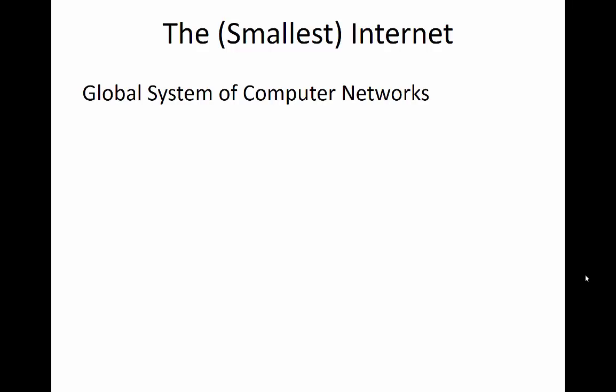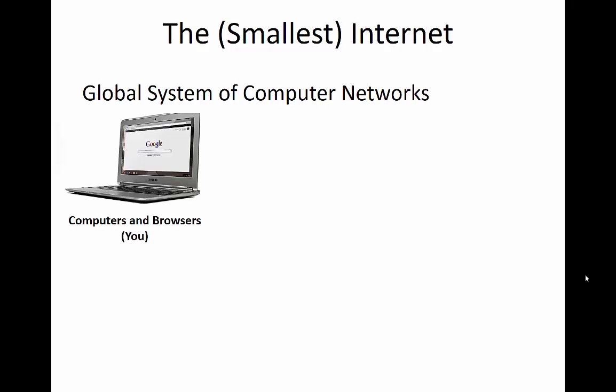The simplest version of the internet looks something like this. We start out with computers and browsers. This is your normal computer, your laptop, your desktop at home, the desktop on your machine in the classroom, something like that, and it makes a request over some kind of network connection.